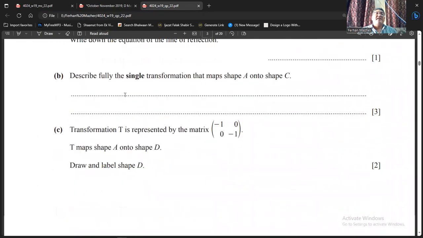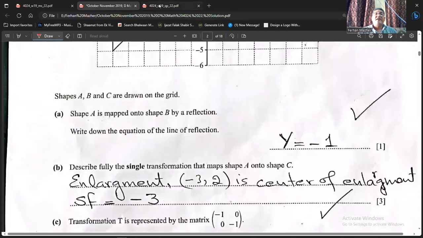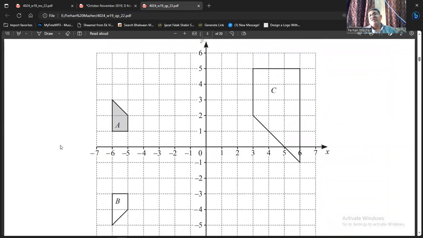Okay, then they ask us to find: transformation T is represented by the matrix (-1, 0; 0, -1). T maps shape A onto shape D. Draw and label the shape D. So A is my object, so I will note down the coordinates of its vertices. Its vertices are (-6, 1), (-6, 3), (-5, 1), (-5, 2).